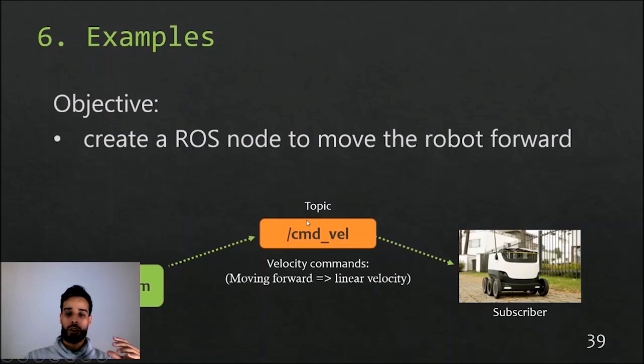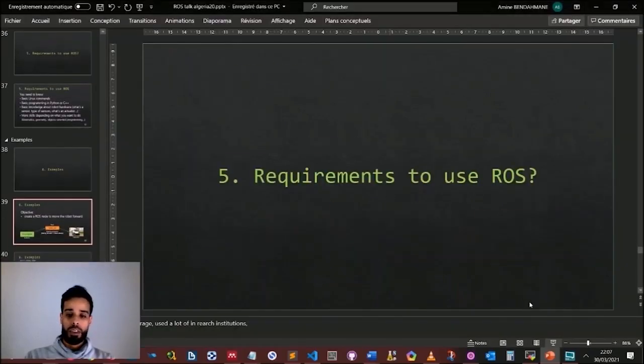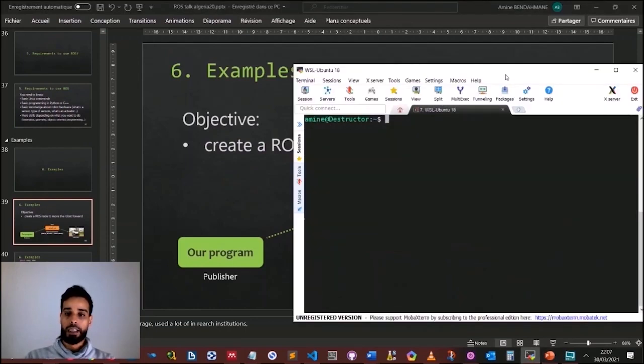And this velocity command is, as a refresher from mechanics, velocity: the speed with the direction. But we have two types of speed: the linear speed and the angular speed. If we want to turn the robot, we need to use the angular velocity. If we want to move the robot forward or backward, we need to use the linear velocity. So here we will publish the linear velocity in the command velocity topic. So let's do it.